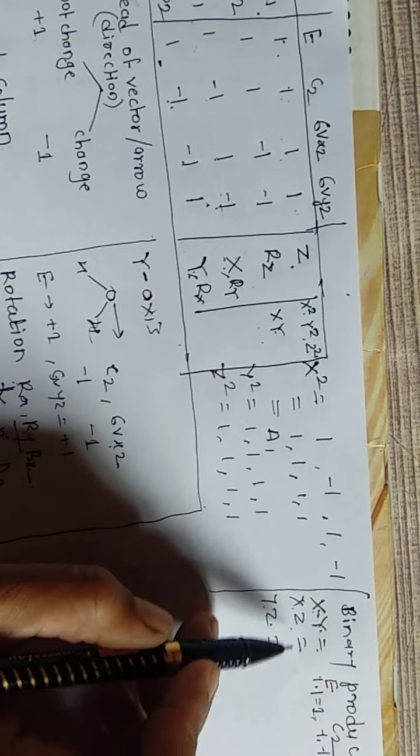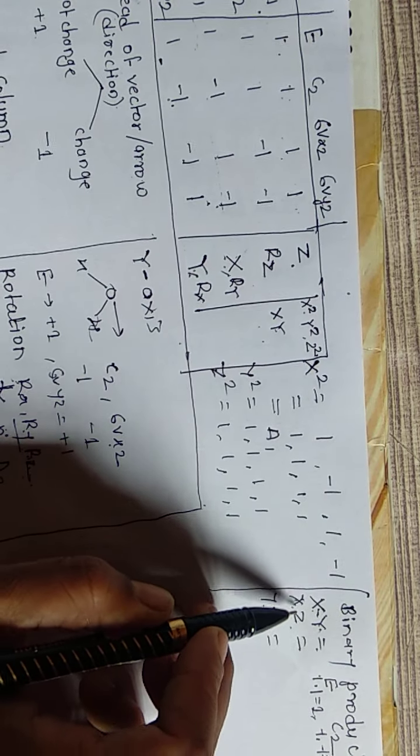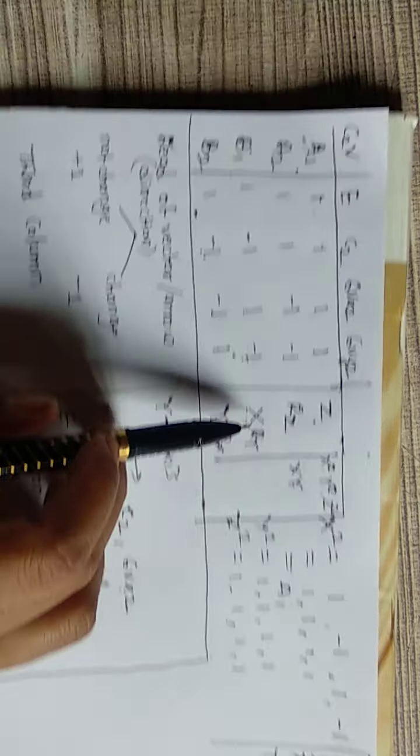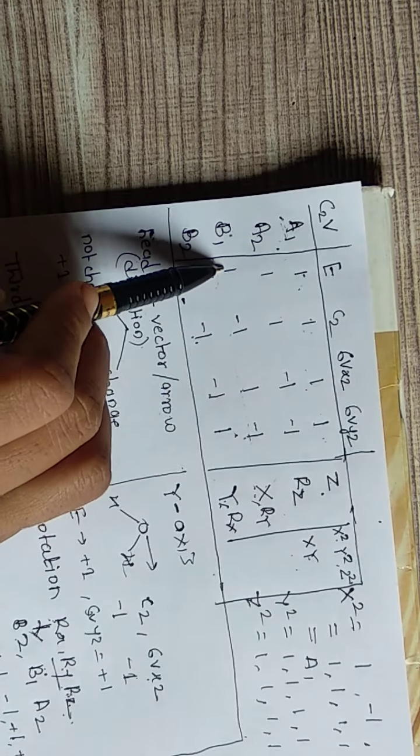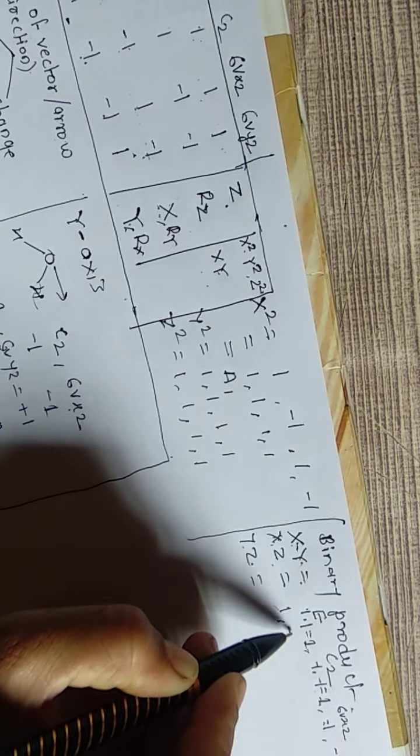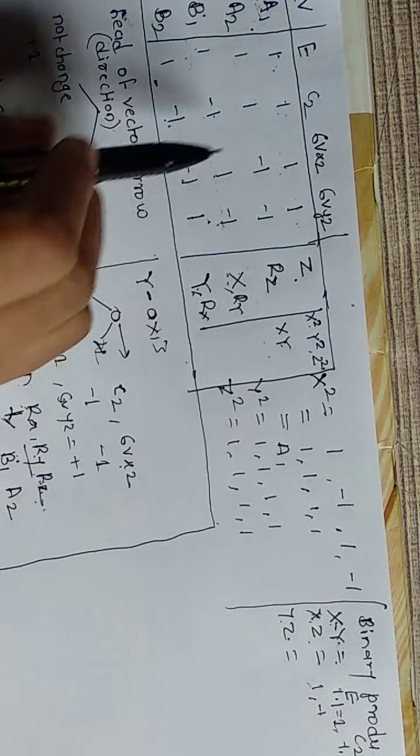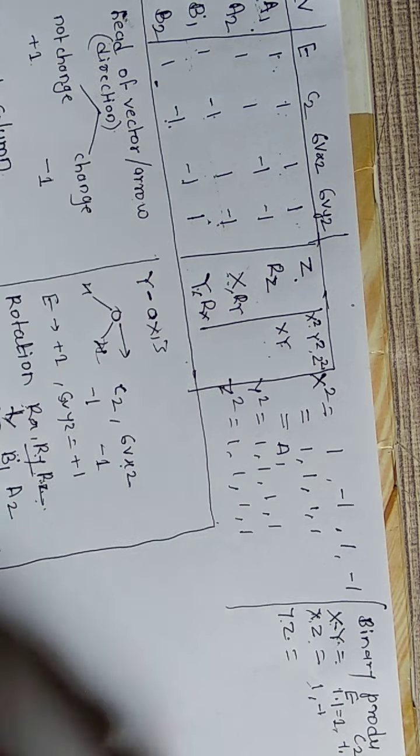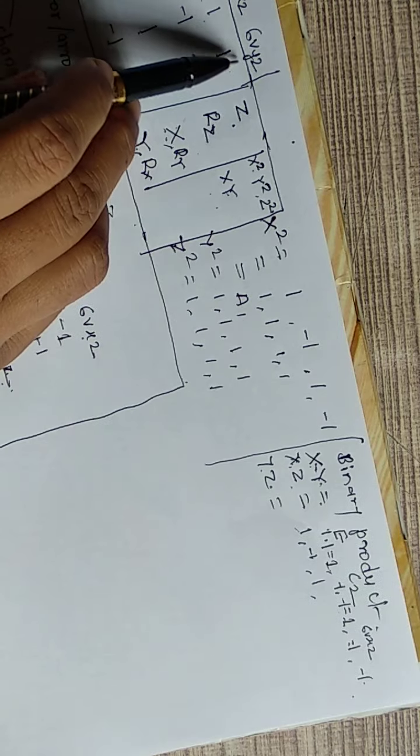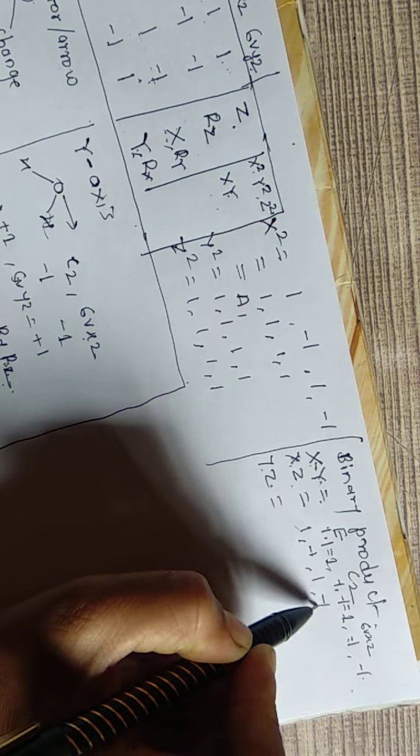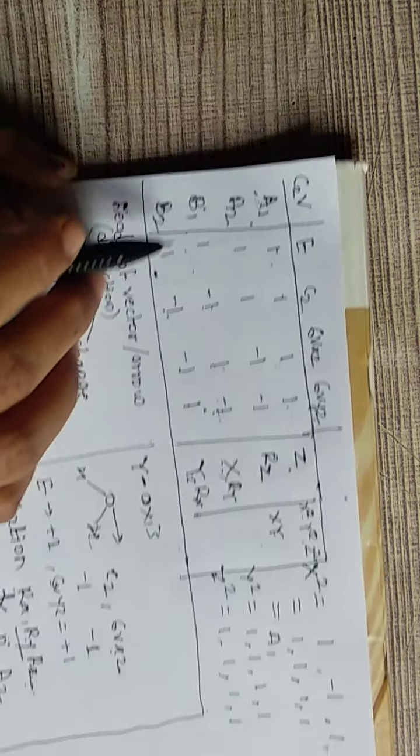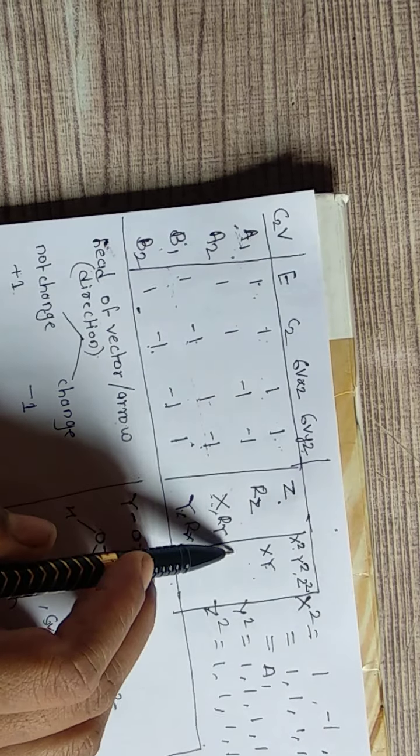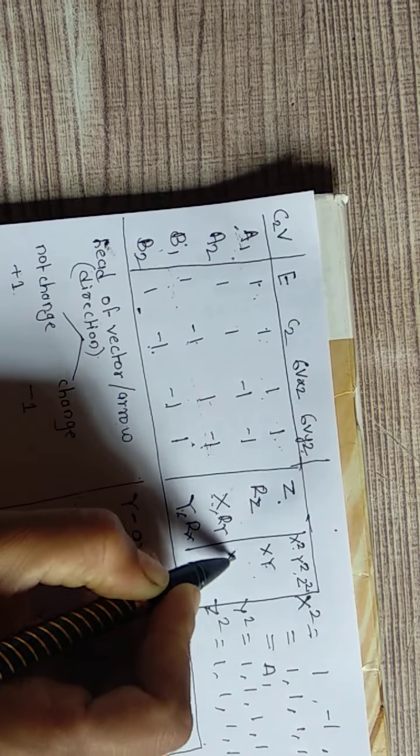Okay. Then for xz, x is B1 and z is A1. 1 into 1 is 1. Then 1 into minus 1 is minus 1. Then sigma v xz, 1 into 1 is 1. And sigma v yz, 1 into minus 1 is minus 1. That is, this is 1, minus 1, 1, minus 1. That is, this is B1. Means the binary product of B1 is the xz.